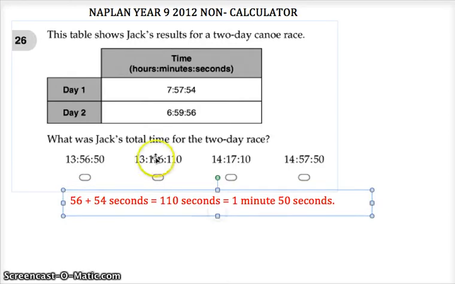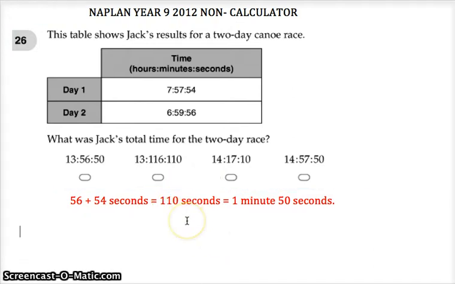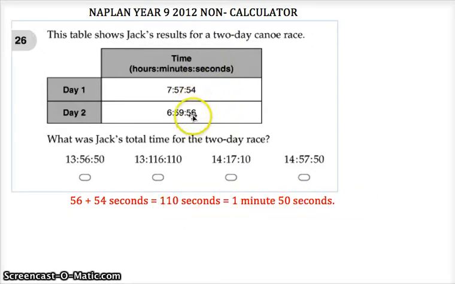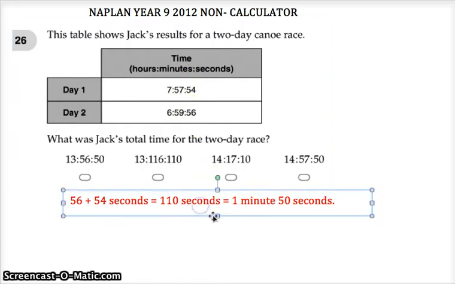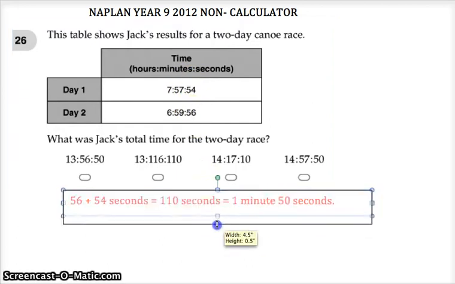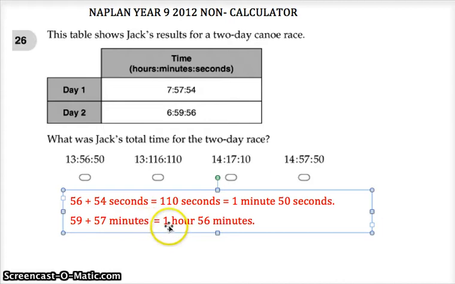So the total for the seconds, we've got 56 seconds plus 54 seconds is 110 seconds. And because there's 60 seconds in a minute, that means that we've got 60 plus 50 is 110, so we've got 1 minute 50 seconds by adding the seconds together. Now by adding the minutes together, we're adding together 57 minutes and 59 minutes. Now that is, if you take one of the minutes from the 57 and add it on to the 59, you'll have 60 minutes plus 56 minutes. So that's the same as 1 hour and 56 minutes.